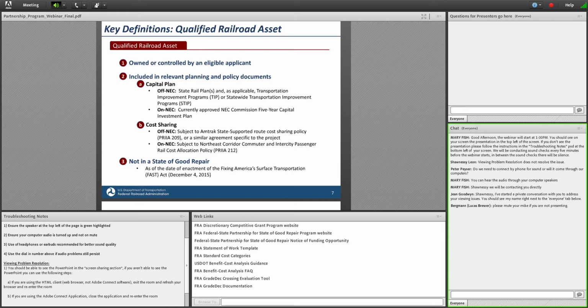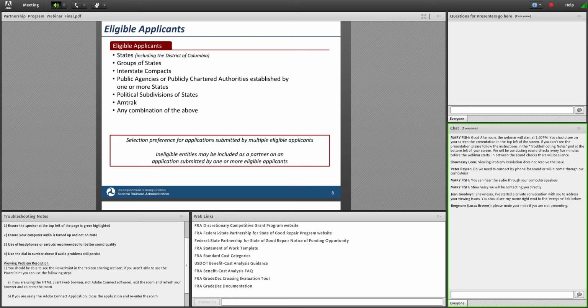Finally, to be a qualified railroad asset, it also needs to be a set of assets that were not in a state of good repair as of the date of enactment of the Fixing America's Surface Transportation Act, or FAST Act, which was passed on December 4th, 2015. That act is the act that established this program, and is why that date of enactment is used. It is on the applicant to demonstrate that the assets in question involved in your project fully meet this definition. And remember, it does require you to meet all three provisions.